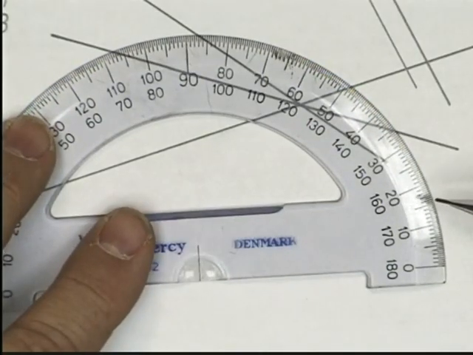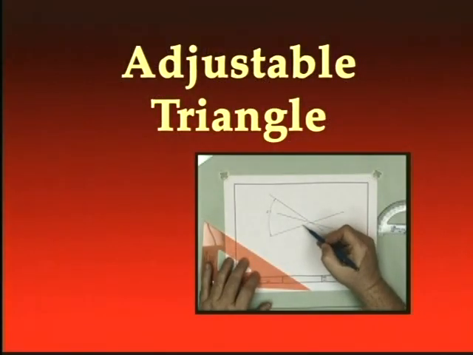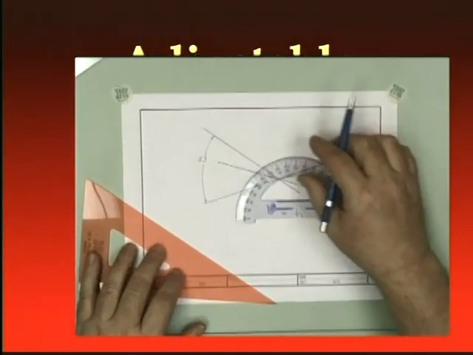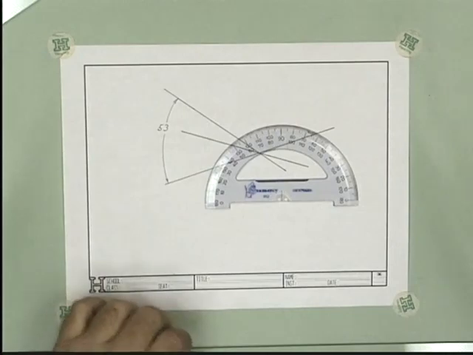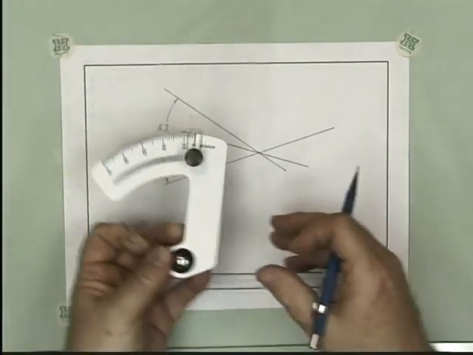So we can construct lines at any angle using the protractor. But if you have a little more money in your budget, there's another way to do it. You can use something called an adjustable triangle.